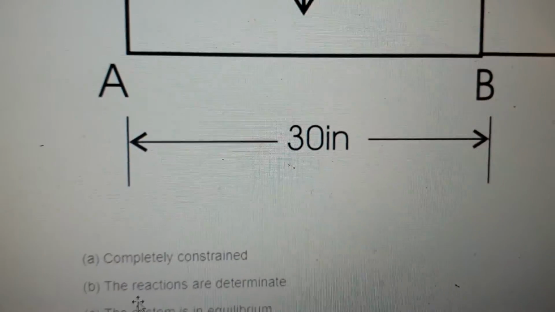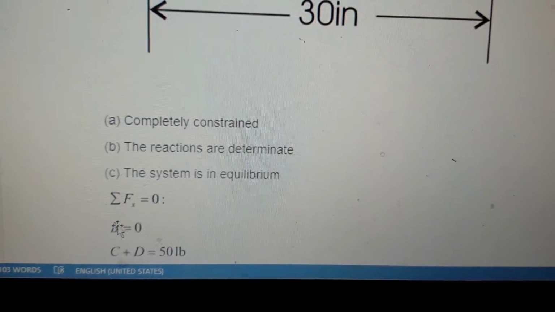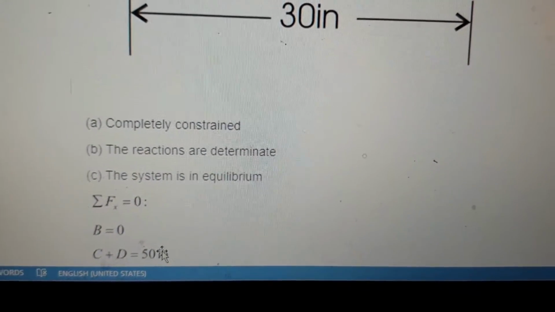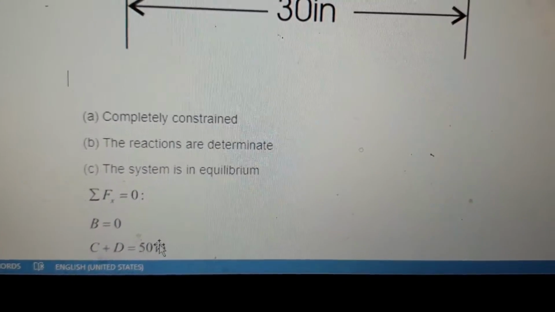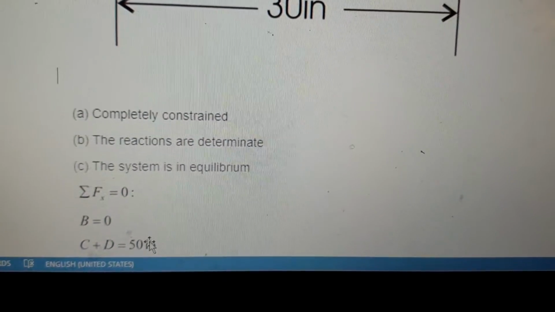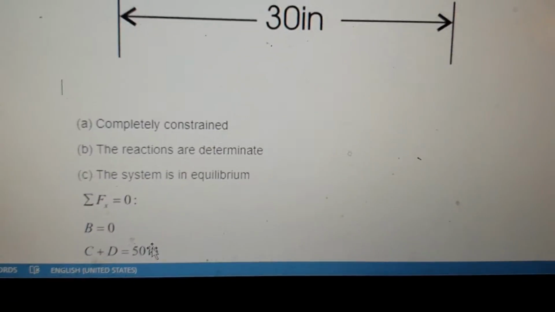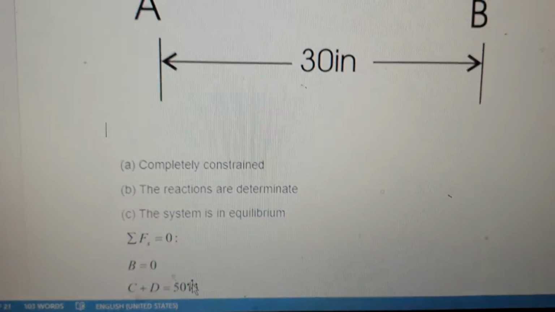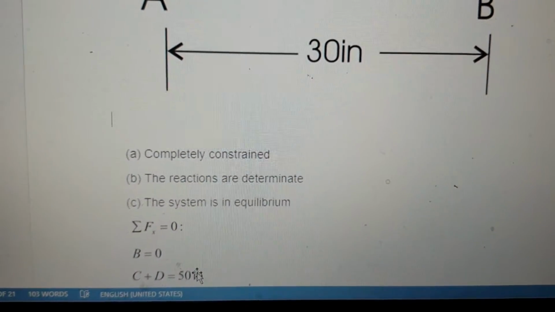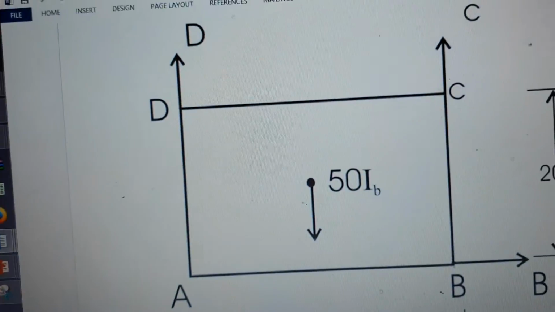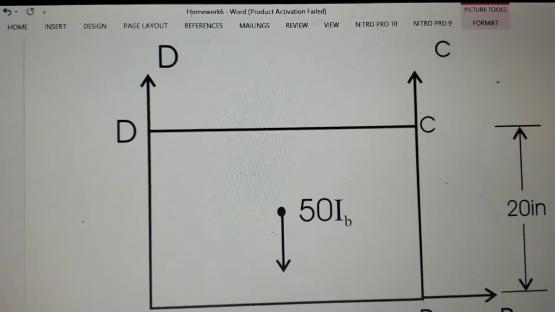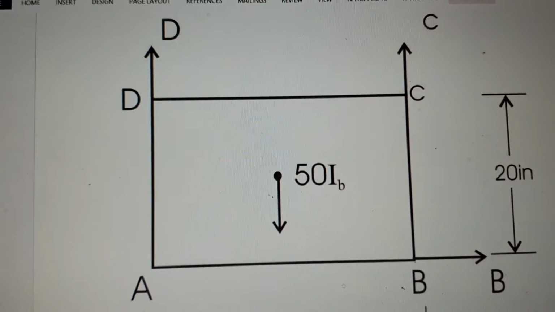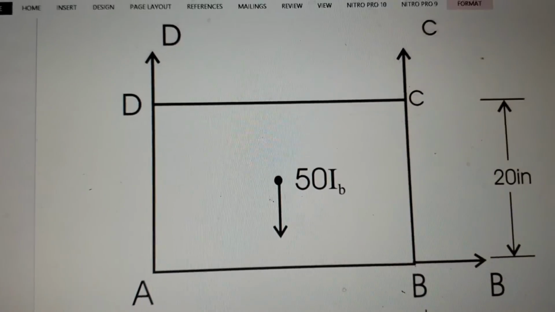Because here he did summation of force at x equal to 0, B equal to 0, summation of force at y equal to 0. This is it. And then when you do summation of moment, D will be equal to 25. And then you could find... okay, let's start this question one more time because there was an incomplete answer, but I'll try to redo it again.